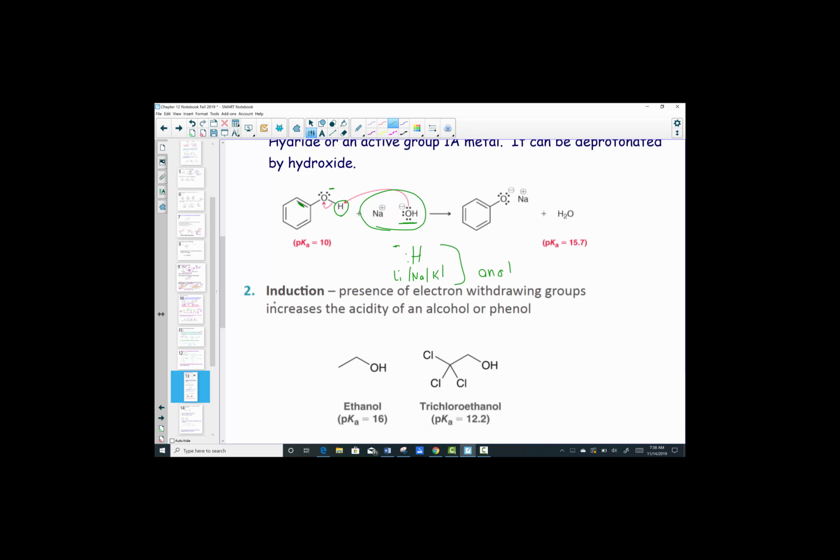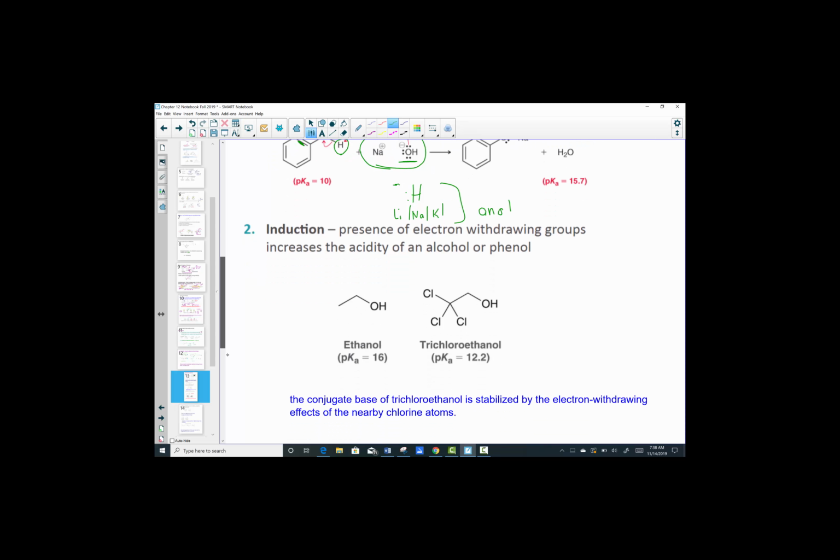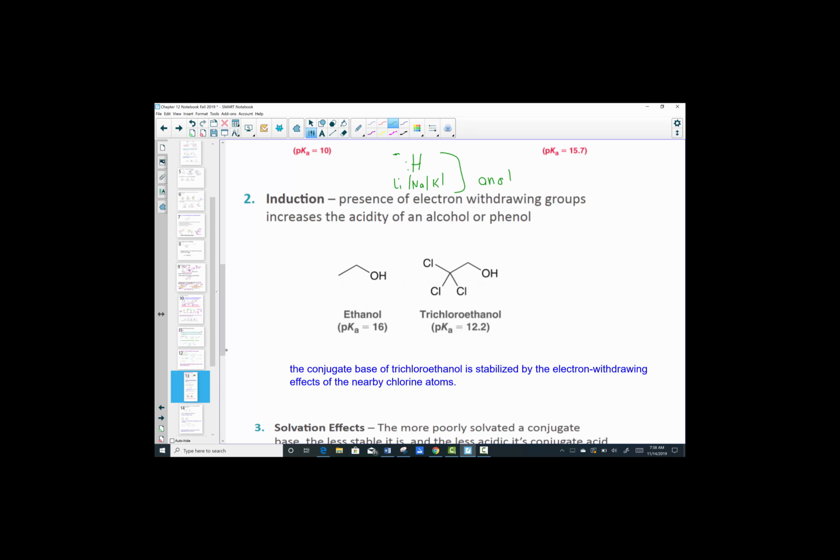The second would be induction. Now, induction says if you have a set of electron withdrawing groups next to the alcohol functional group, you've increased the acidity of that alcohol. For example, in this particular molecule, we have a straight chain carbon. The polarity says this is an electron-rich area, but there's the partially negative versus partially positive region. But what happens when I place a whole bunch of chlorines on carbon number 1 is the electrons become more and more pulled towards the carbon.